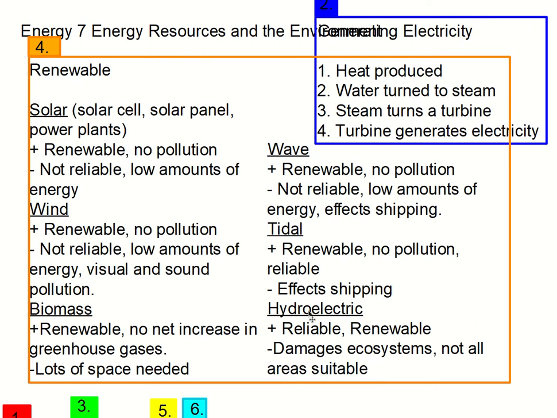Hydroelectric involves making a dam and having a huge amount of water behind the dam. The water moves through the dam. In the dam there's turbines. The water turns the turbines, which generate electricity. So again, these are all reliable energy resources.